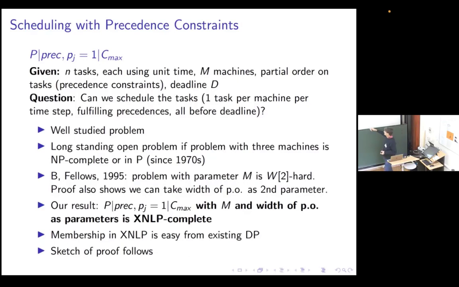But yeah, and so this is the notation in this class. What we now show is that if you take the number of machines and the width of the partial order as parameters, then the problem is actually XNLP-complete.